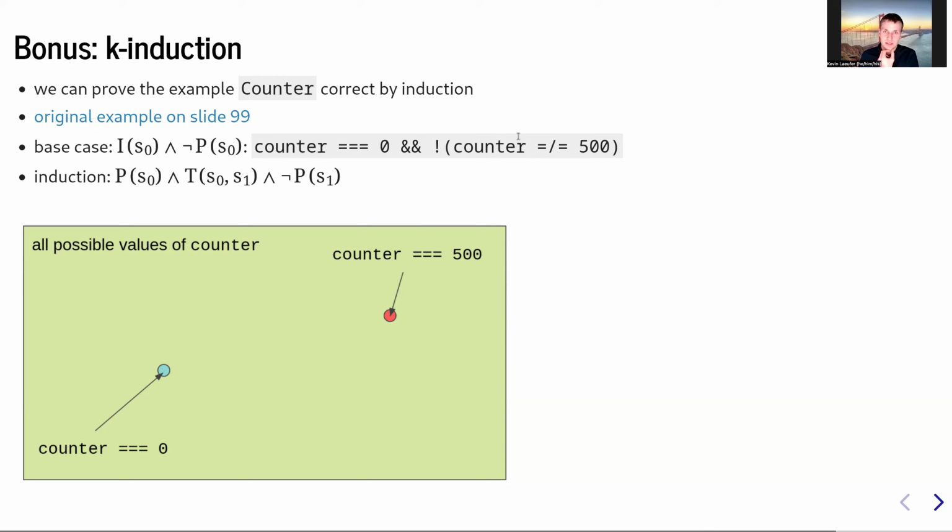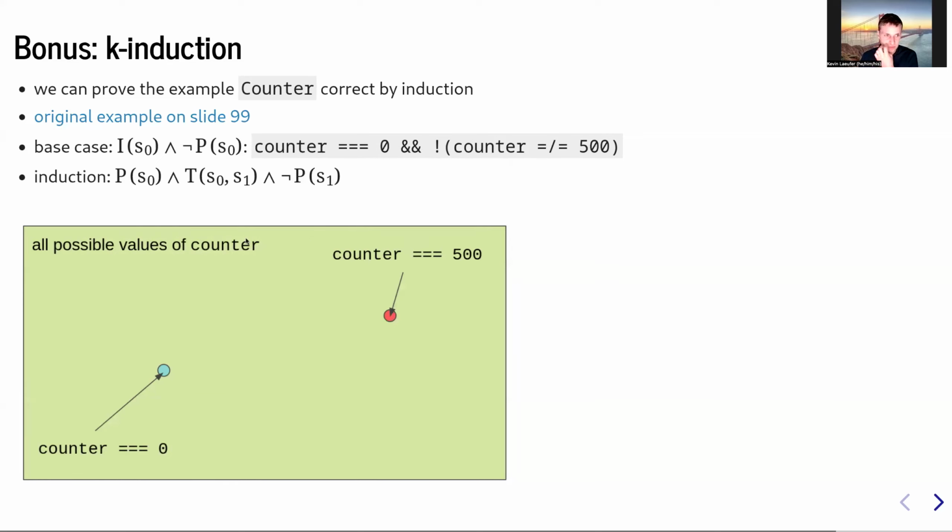So can the counter be 500? That's not true. The counter is set to 0 in the base case, so it can never be 500. So the property holds over the base case. Then you have to do an induction case. You say, let's say the property holds in state 0, and state 1 follows state 0. Is it possible that the property is violated in the next state? We're going one step, starting at a state where counter is not 500, because P of S0 just means counter not equal to 500.